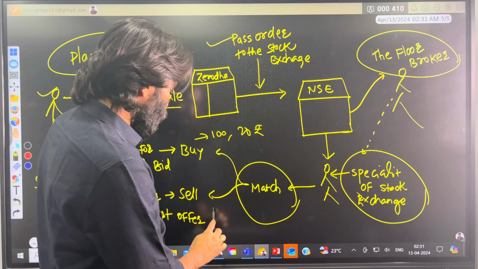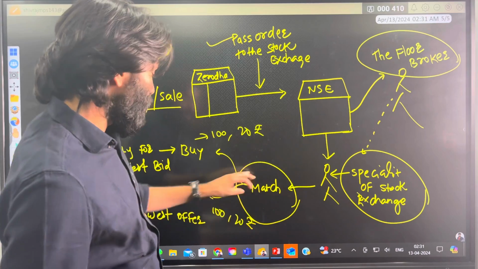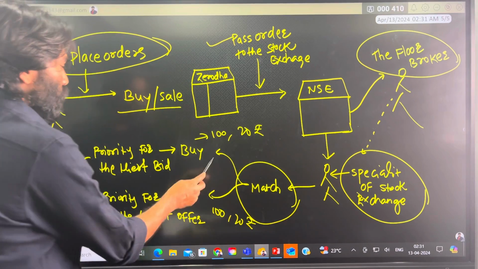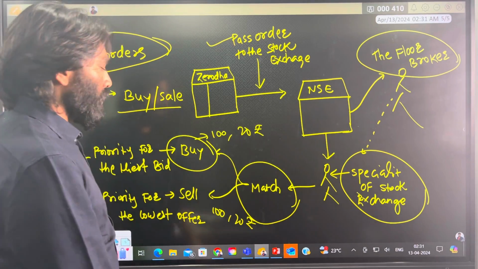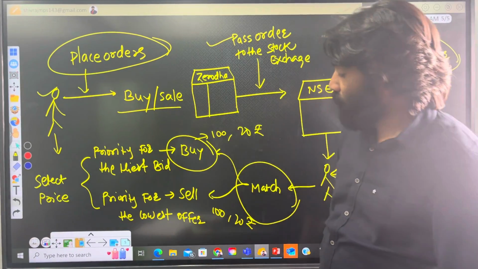So same here also, you would see quantity is 100 and price is 20 rupees per share. So that order basically will match. Once the order is matched, it will announce that yes, your trade has been executed successfully.